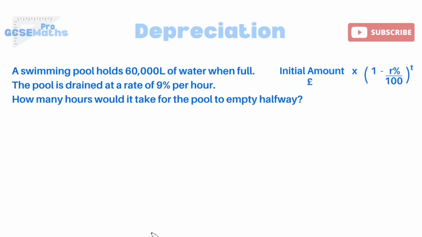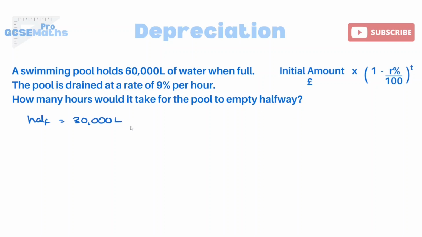Okay, this is the other type of depreciation, well, decreasing value, I guess, or decreasing capacity question you might get with compounding. So in this case, we've got a swimming pool. A swimming pool holds 60,000 litres of water when full. The pool is drained at a rate of 9% per hour. How many hours would it take for the pool to empty halfway? So because it says halfway, we first need to go, well, what's half of 60,000? That would be 30,000 litres.